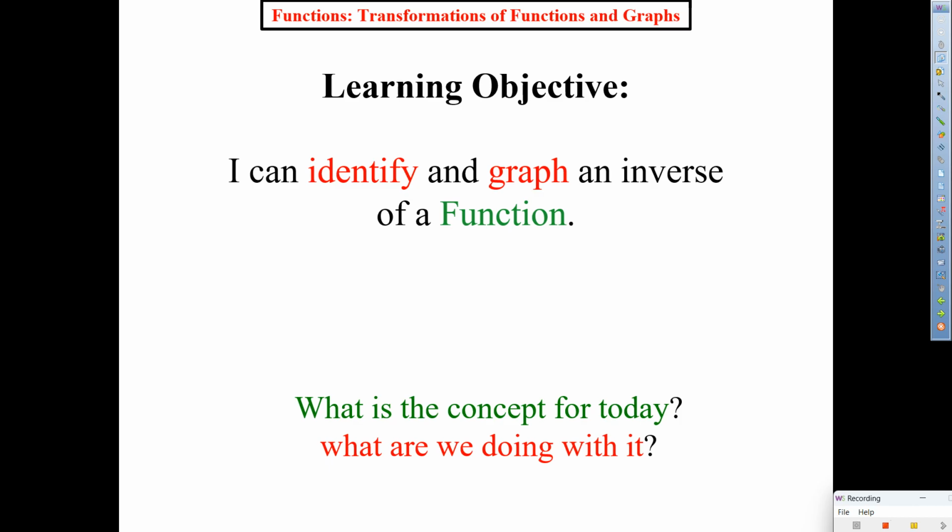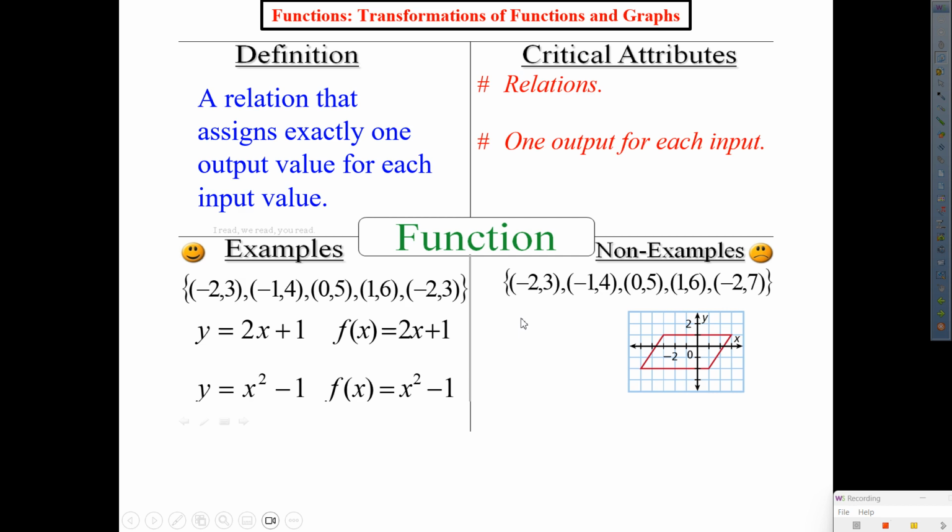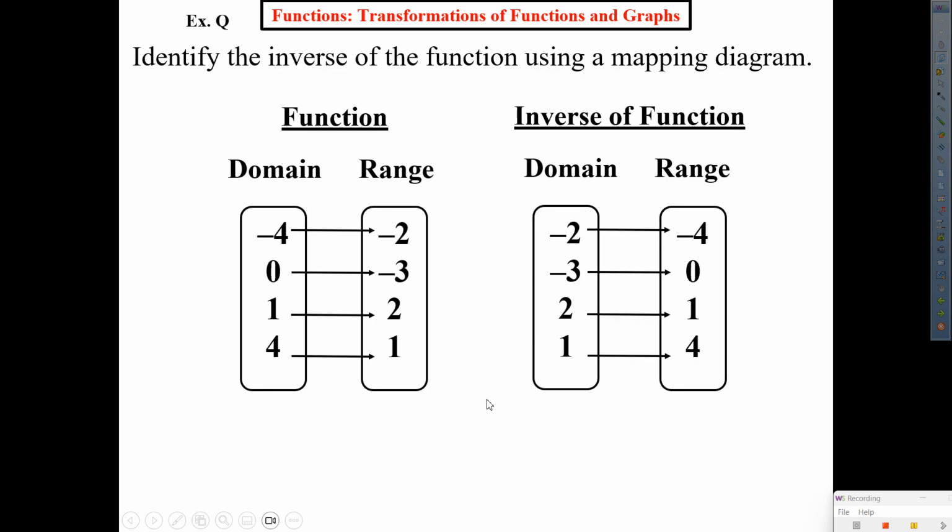All right, our objective for today: identify and graph an inverse of a function. We already did the graphing today as we did in the past, but here it goes one more time. Once again, make sure when you get to the graphing portion, find the inverse, graph the function, and graph its inverse. What are functions? We already know. They are relations with exactly one output for each input. We did mapping. Is that correct? Yes, Mr. Q.